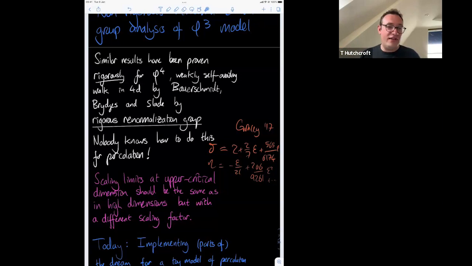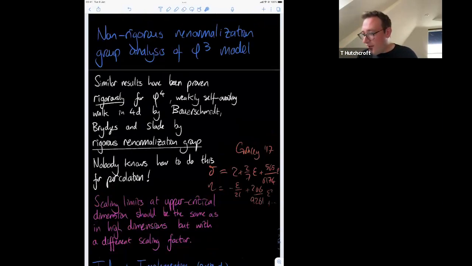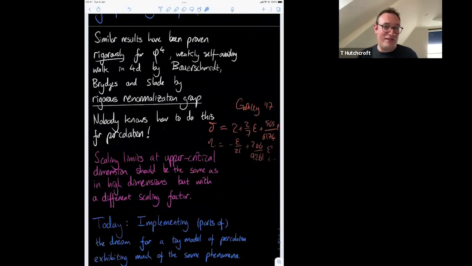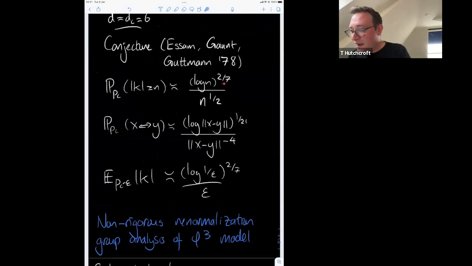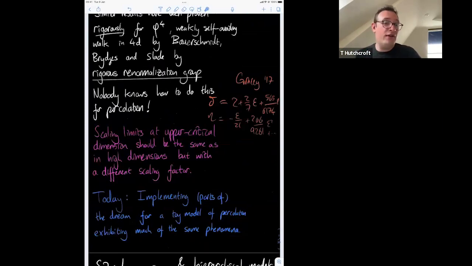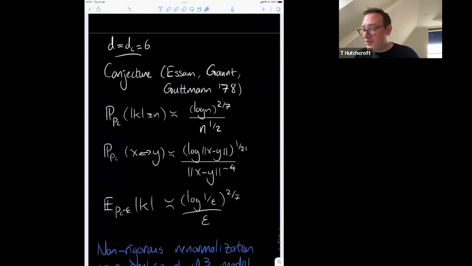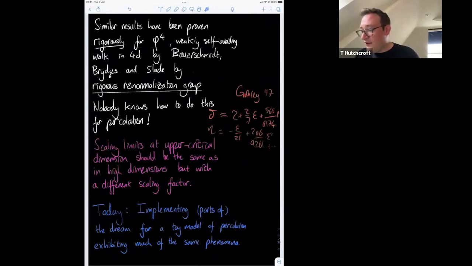So a few comments on this. One thing that, if I was doing this on the board and you could see the previous page, you may have noticed, is that the epsilon coefficients here, so 2 over 7 and 1 over 21, are the same as these powers of the log in the 6-dimensional logarithmic corrections. And this is a general phenomenon, that the log powers at the critical dimension are encoding the epsilon order corrections in the expansion. This is something that happens very generally.